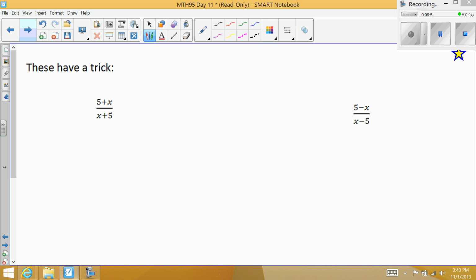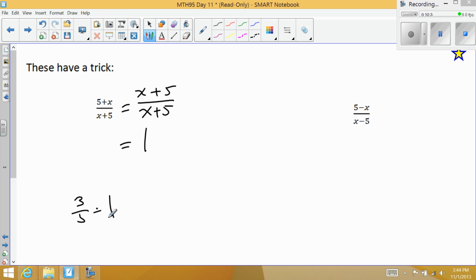These have a little trick. x plus 5 over 5 plus x. Addition is commutative, so we can change the order of addition without changing anything in the problem. So I can take my numerator, rewrite it as x plus 5, and then my denominator is x plus 5. These simply cancel out, leaving me with 1. Not 0, but 1. Just like 3 over 3 is 1.